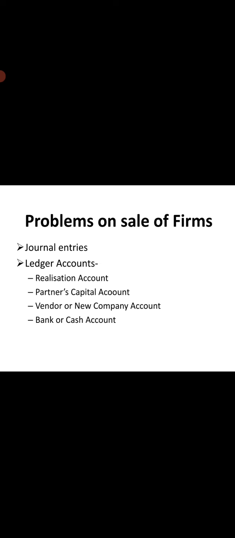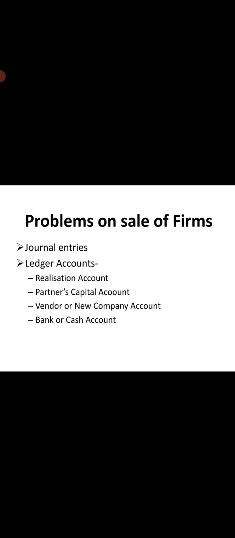The third journal entry is for the purchase consideration due: purchasing company account debit 95,800 to realization account. Fourth, for settlement of purchase consideration: cash or bank account debit 47,900, that is 50% of the purchase consideration, shares in purchasing company account debit 47,900, to purchasing company account 95,800. So that is the settlement of purchase consideration. And if you refer to the problem, you have noted that the investments are not taken over by the new company.